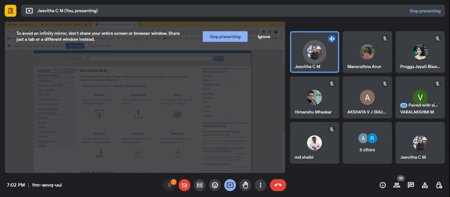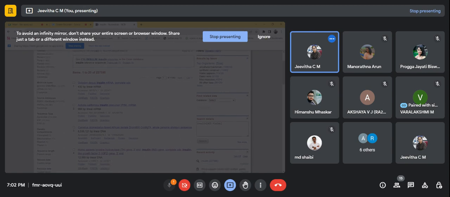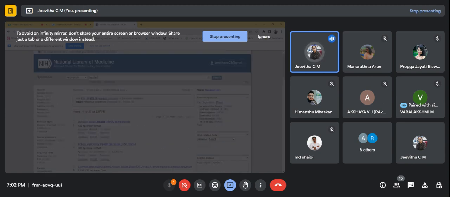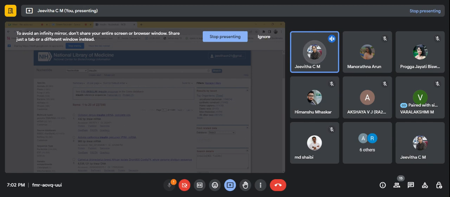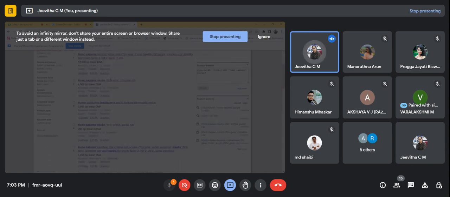So in this case, we can go for Gene, or we can also take it as Nucleotide, and we can give the gene name. You'll get every annotated insulin entry here, and I'm particularly focusing on Homo sapiens. So Homo sapiens, and I'll be taking any sequence from here.